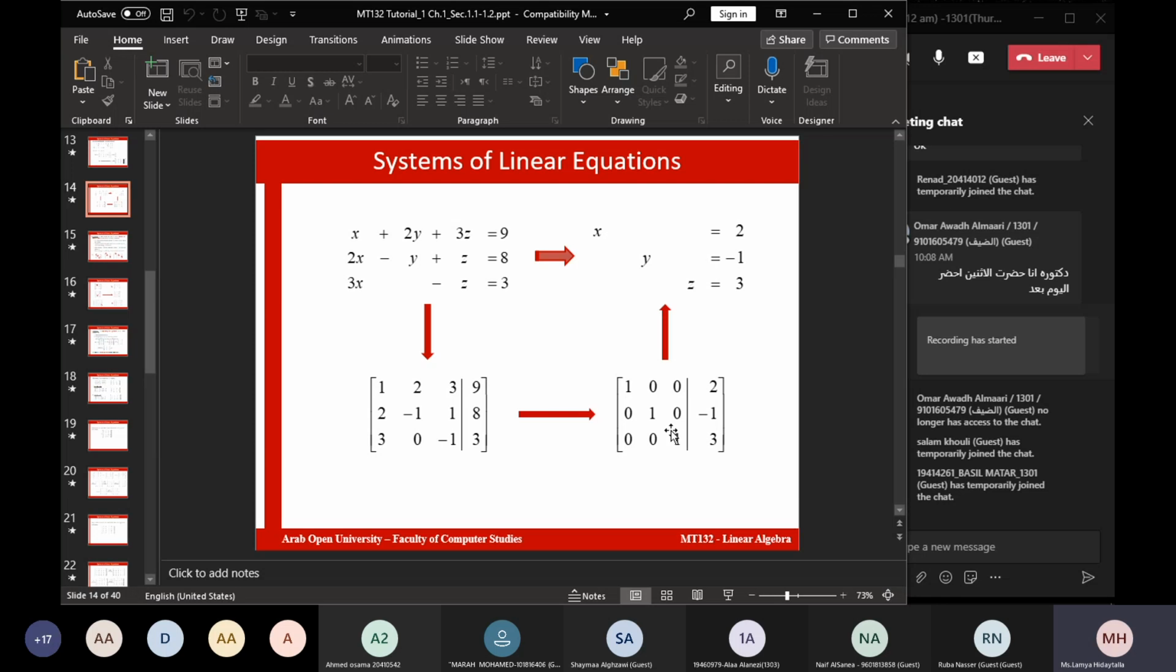And if this one is simpler, then we can easily get the solution. When the systems are equivalent, the solution for the first system is the same as the solution of this one. So if we got this solution, we are done. Now we solved our original system.